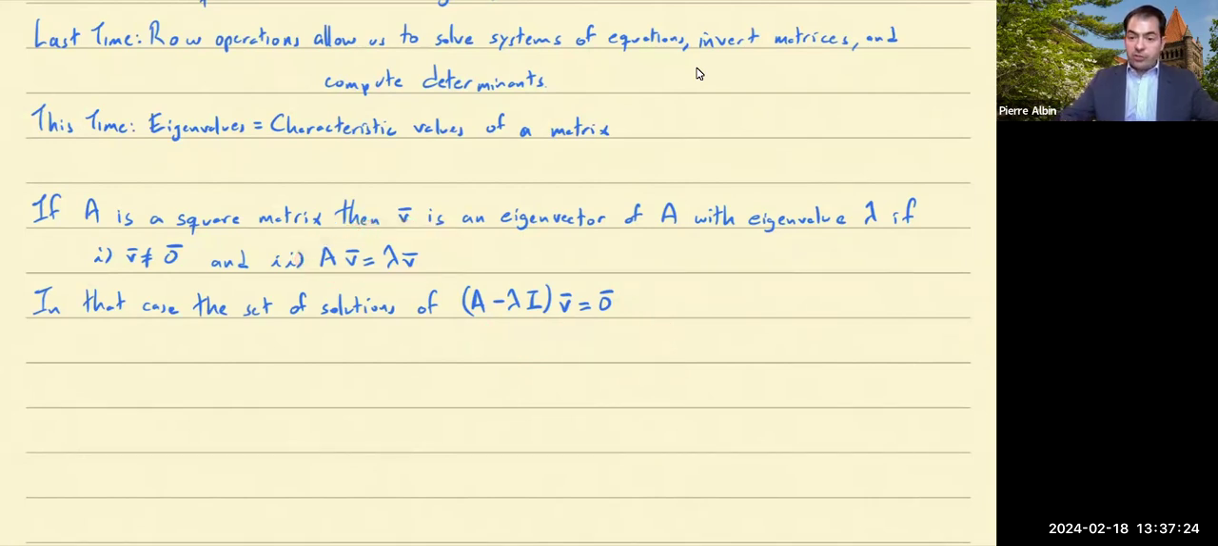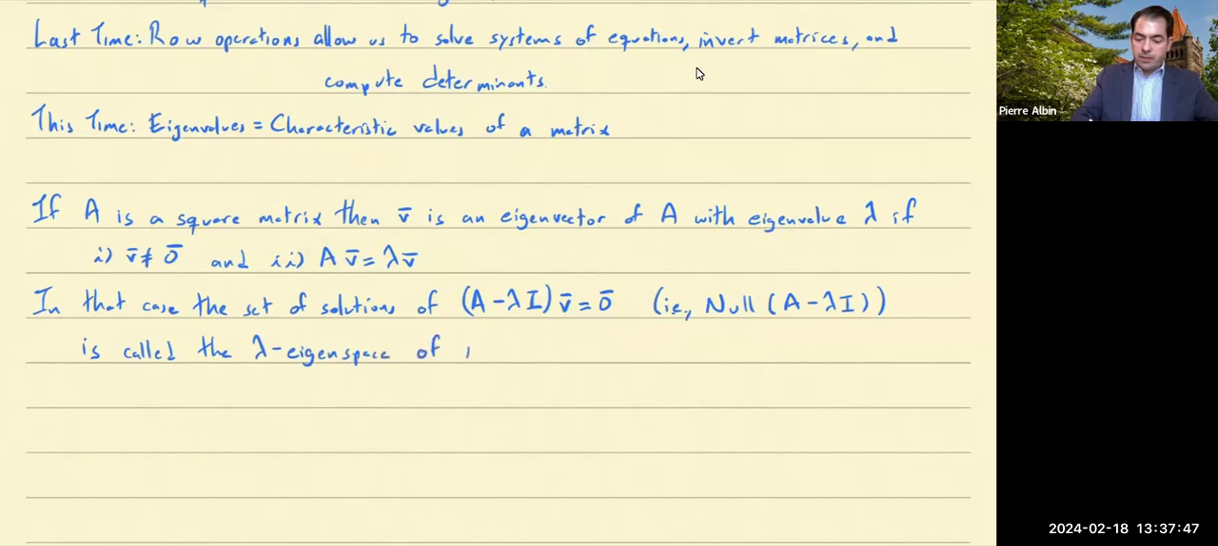The set of solutions to this equation, if you think back 2 lectures, is the null space of the matrix A minus lambda times the identity. This is called the lambda eigenspace of A and denoted eig lambda A.